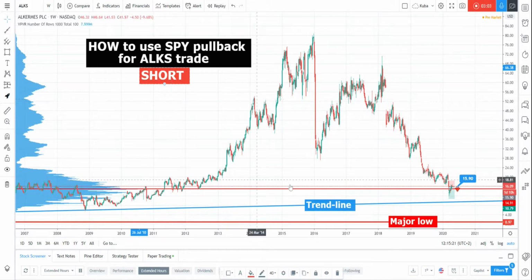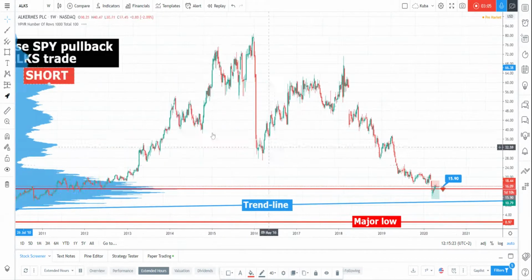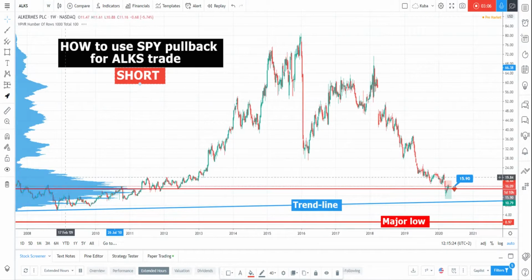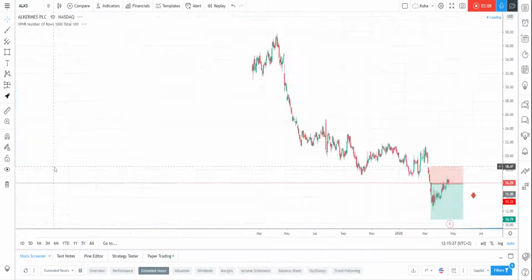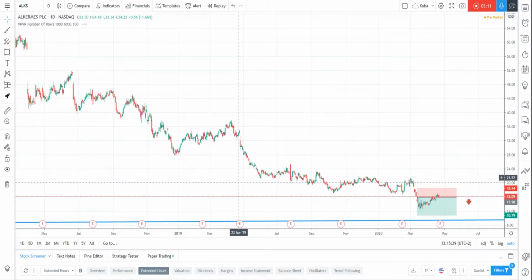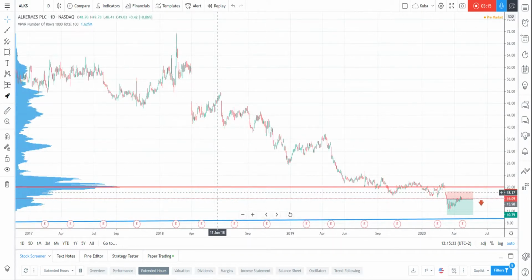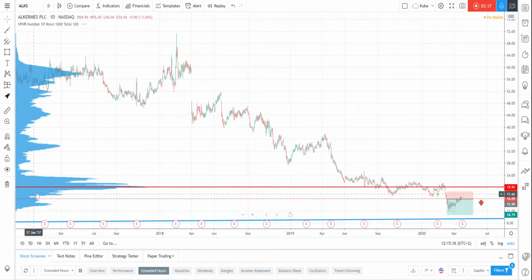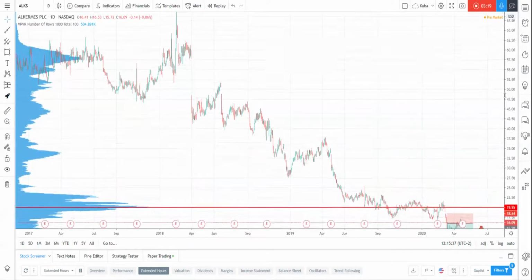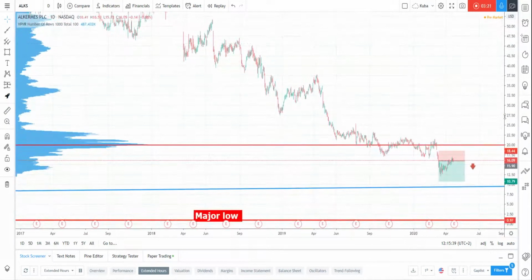Okay. So now we will switch to the daily chart, and I will show you my entry point. My entry point was, just wait a minute please, here. Not a minute, I have it now.